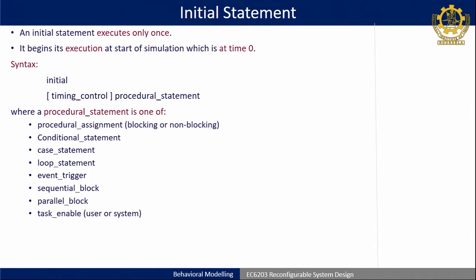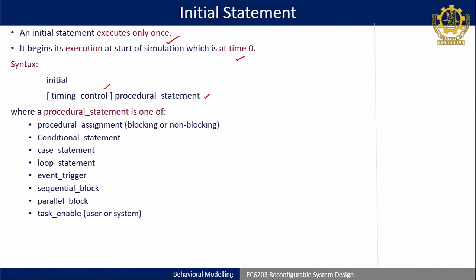Coming to the initial statement in detail. An initial statement executes only once, this we discussed. Execution will start at simulation time 0. If you assume that the simulation starts instantly, at the same time the initial block will concurrently act with other constructs in the code and it will start executing itself. The syntax is very simple: you write initial followed by timing control, given in square brackets, then the procedural statement.